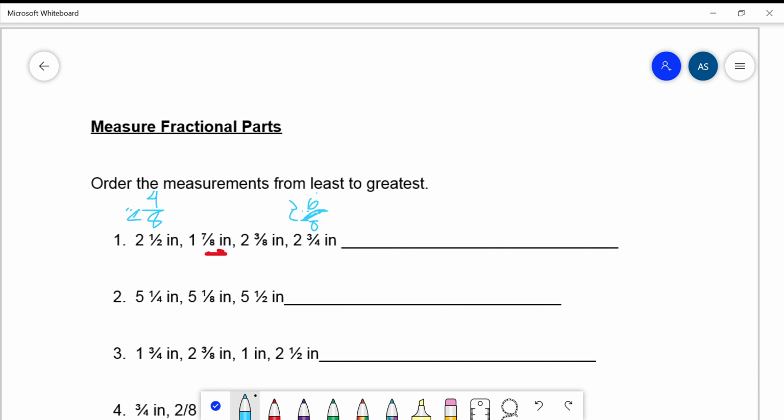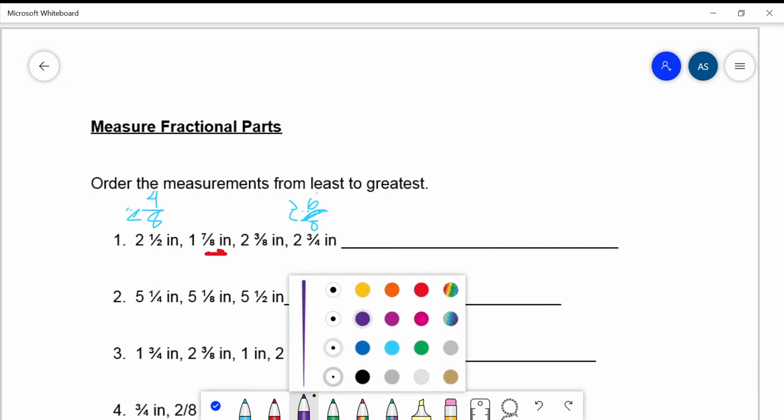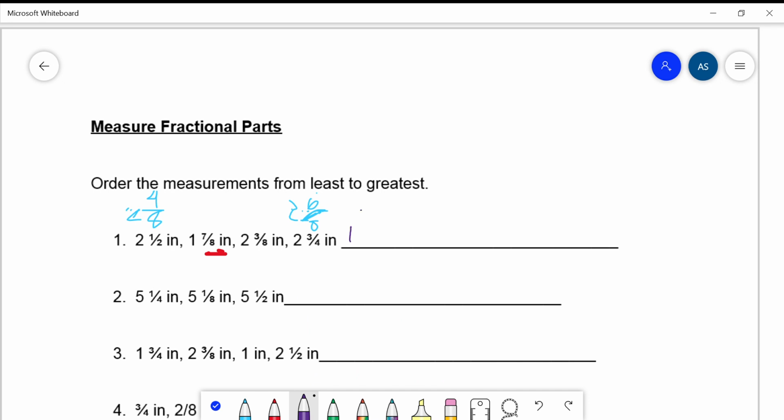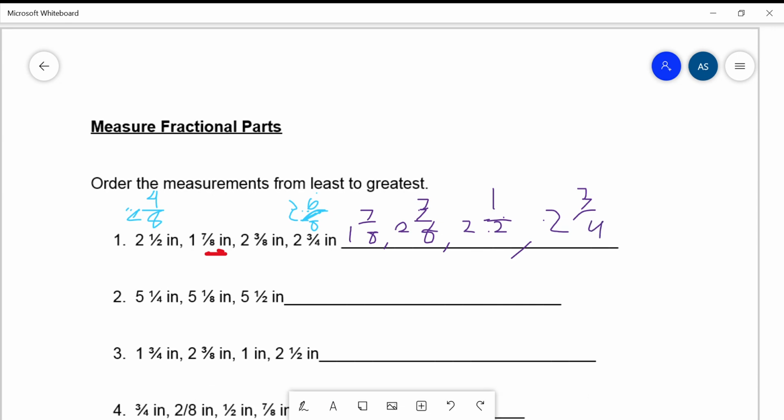Alright, now we're going to write them in order. So our smallest one will be 1 7 over 8. Our next one will be 2 3 over 8. Next one is 2 4 over 8, which is 2 1/2. And our last one will be 2 6 over 8, which is 2 3/4. Alright? That'll be our answer.